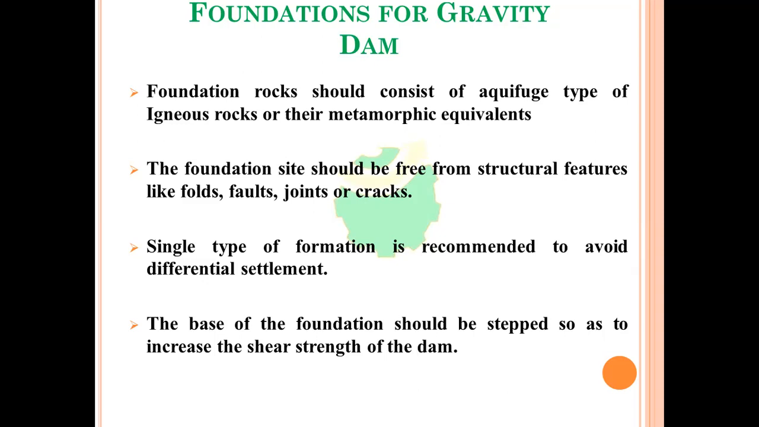Single type formation is recommended to avoid differential settlements. So if possible, we must prefer single type formations. Earth has the nature of combining, so many factors, that means a combination of sedimentary and igneous, a combination of igneous and metamorphic, a combination of sedimentary and metamorphic, like this. So we must prefer single formations.